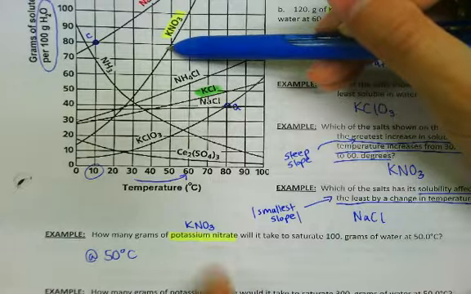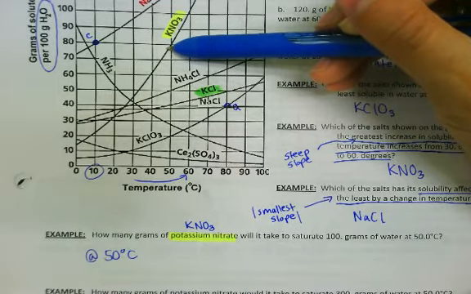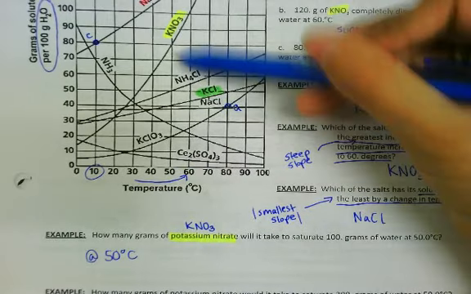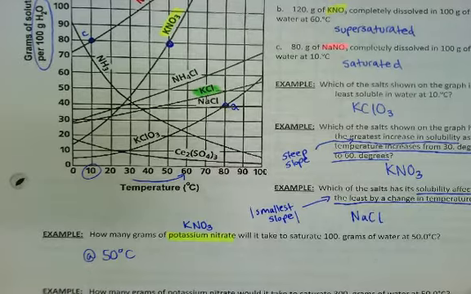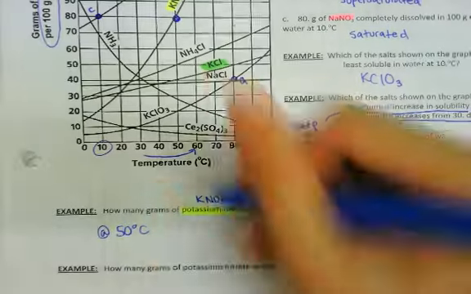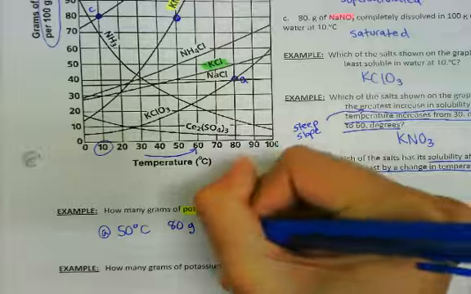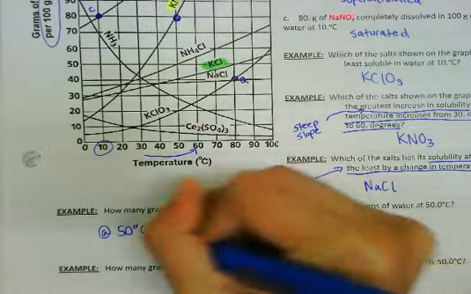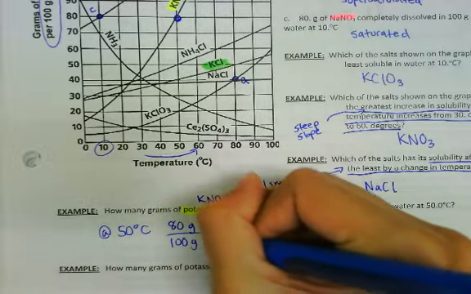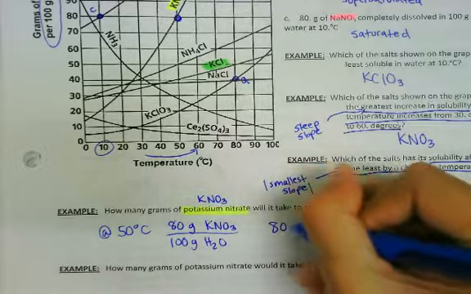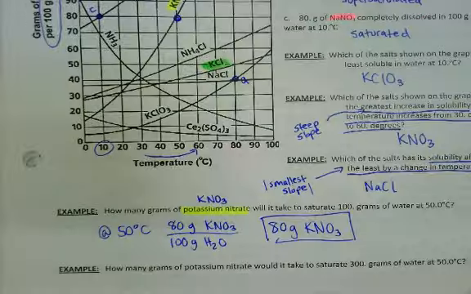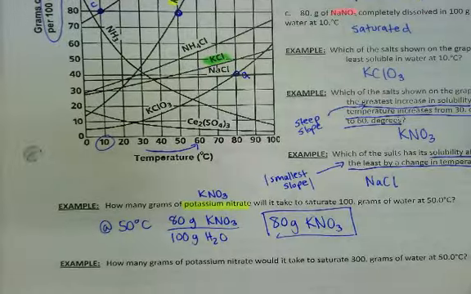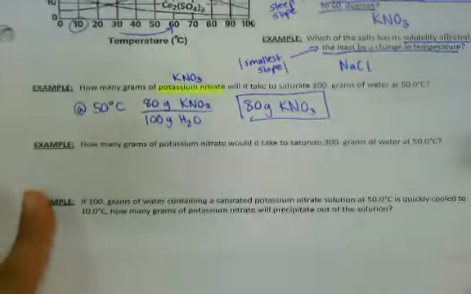So we want to know, at 50 degrees Celsius, how much of this can we saturate? How much potassium nitrate will it take to saturate that many grams? And so if we look at our 50 degrees Celsius, look at where we cross the line there, we get 80. Okay? 80 grams of KNO3 will saturate our 100 grams of H2O. So our example is 80 grams of KNO3. Okay? So that is just reading the chart as we have been doing. You basically go and match those up there.